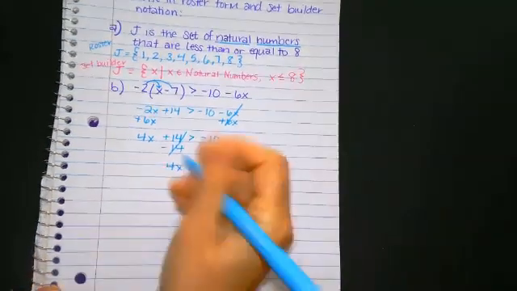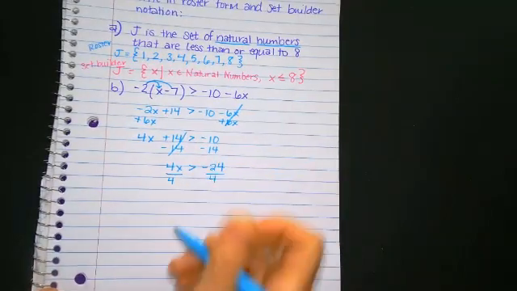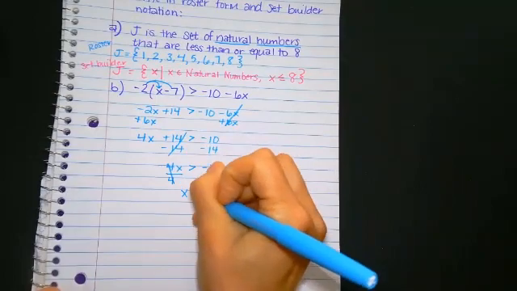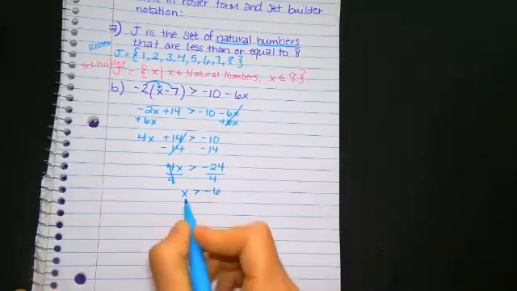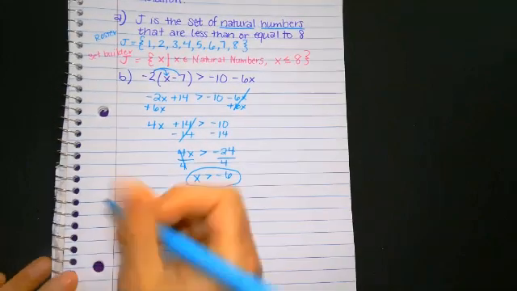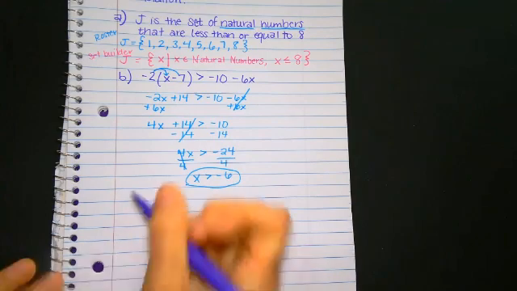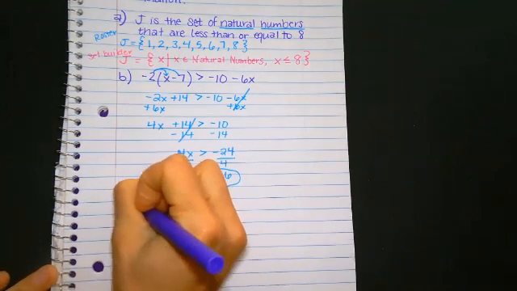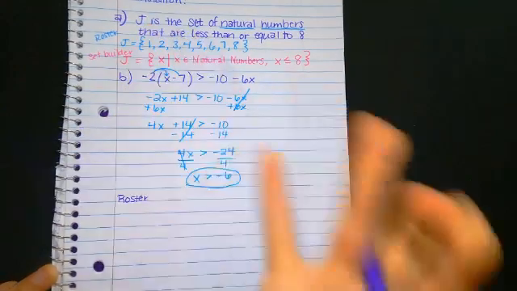Okay, and the last step is going to be to divide by 4, and I'm dividing by a positive, so I keep that inequality going the same way. X is greater than negative 6. So this is my answer to the inequality, but to write it in roster form or set builder form, here's roster, okay? So remember, roster is we just list it. Now, this time, it doesn't tell us, like here it says J is the set. It doesn't tell us that.